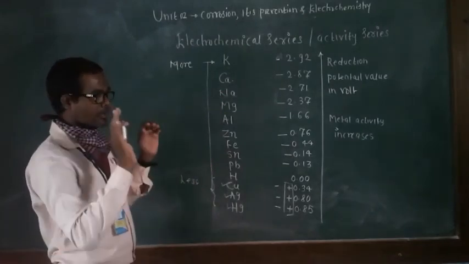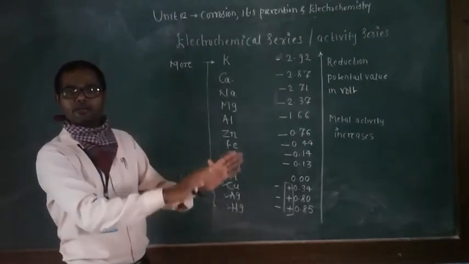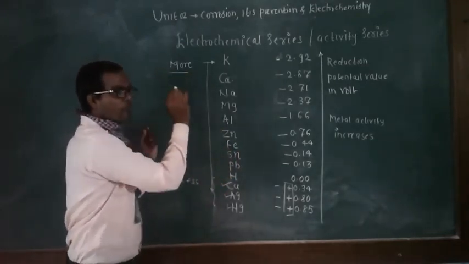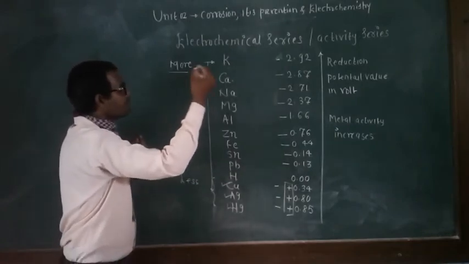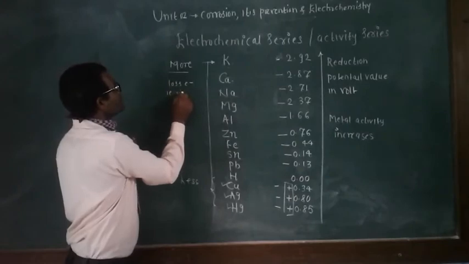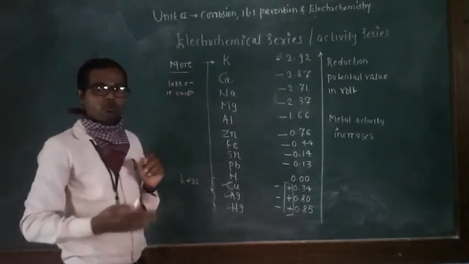So the metal or the electrode which is placed at the top is said to be more active. It loses electrons, which means it undergoes the oxidation reaction more preferably.